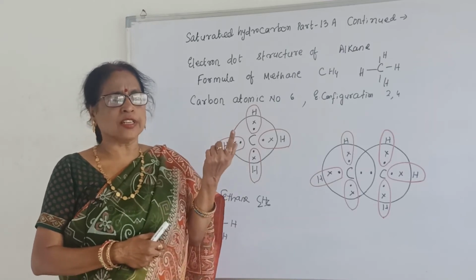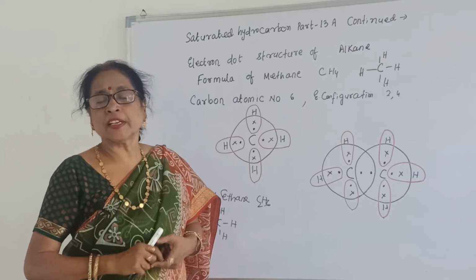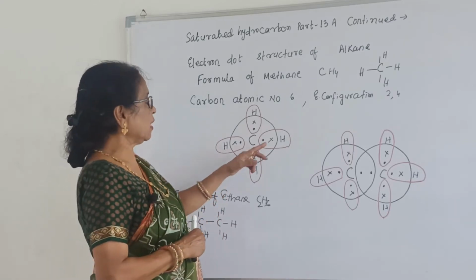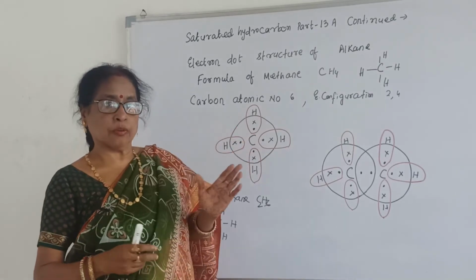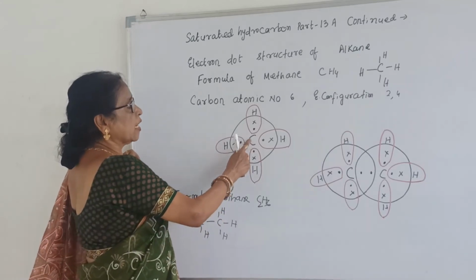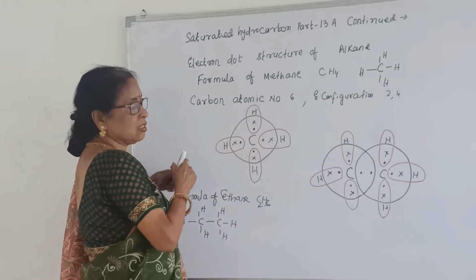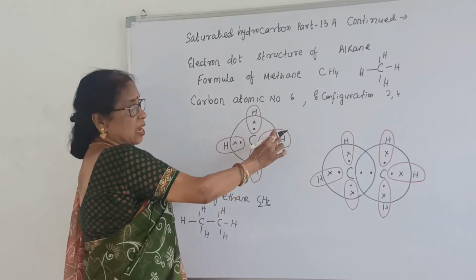Similarly, hydrogen contains 1 because its atomic number is 1, and here 1 represents the electron. That means 1. Here see 1 electron. Here 4 electrons, that is for 4 hydrogen atoms. Now see here, carbon's 1 dot electron and the cross electron. So a bond is formed between carbon and hydrogen.